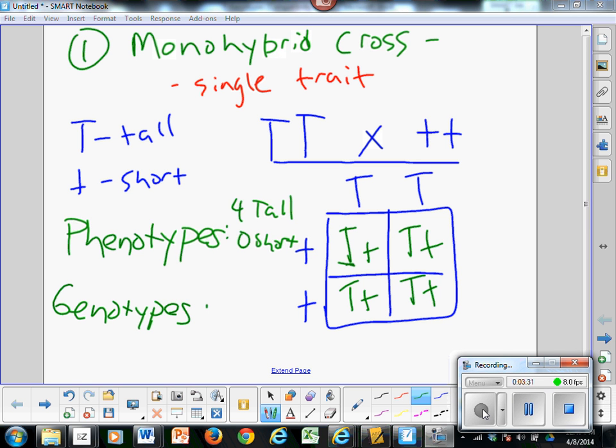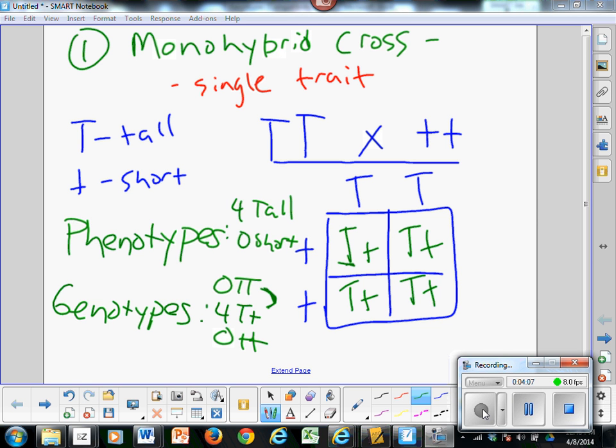The genotypes are the letter combinations. So we're interested in what genes you have. So how many big T's do we have? If these individuals have kids, none of them would be big T. All of them would be heterozygous. Although they're tall, there's no difference between these 2 phenotypes. There is a difference in what they can pass on to their children. And of course, there's no little t's.